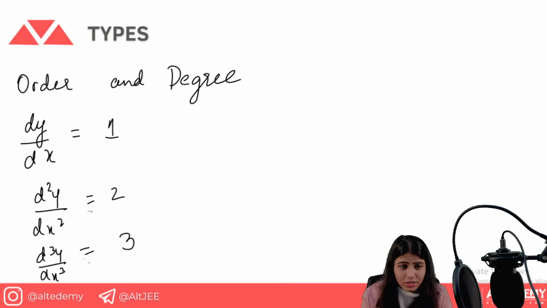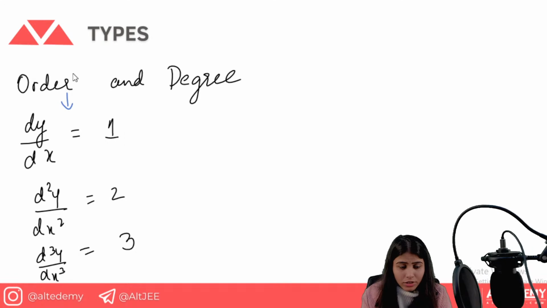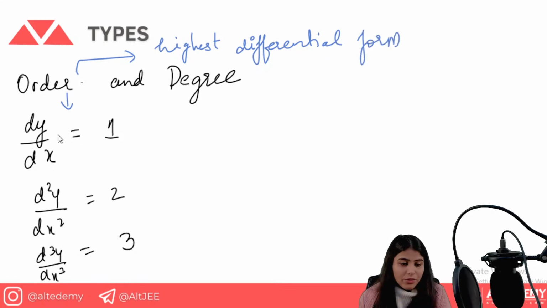Okay, so that means we are talking about order here. So that means the highest differential form. If we have dy by dx, obviously it is only 1. If we have differentiated 2 times, then the order becomes 2. And when we have 3 times, the order becomes 3.